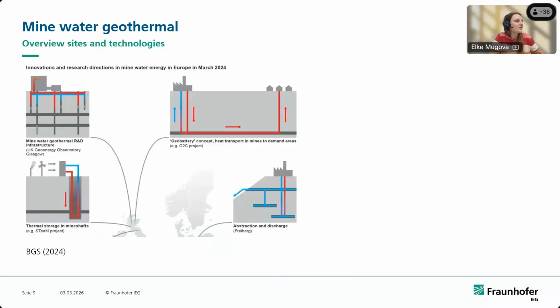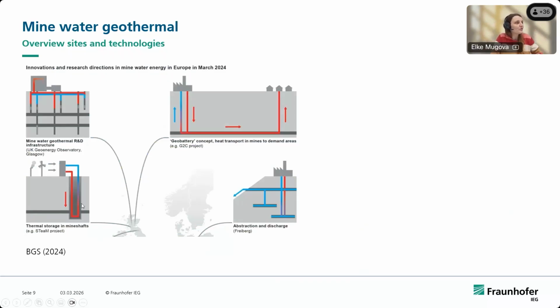And now my last slide, just to give you a short overview again of what sort of plants we have in Europe. So, for example, in the UK, in Glasgow, we have the Geoenergy Observatory. This is a research facility to test different scenarios with heating and cooling, and a lot of monitoring systems are installed there to really understand the system.